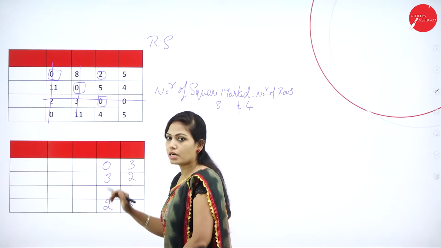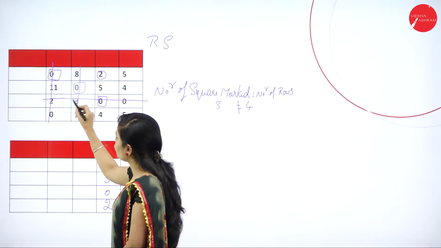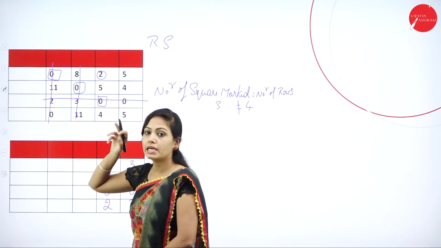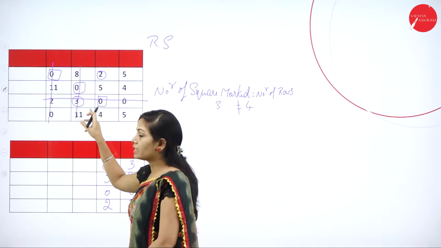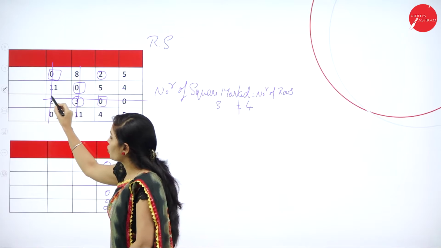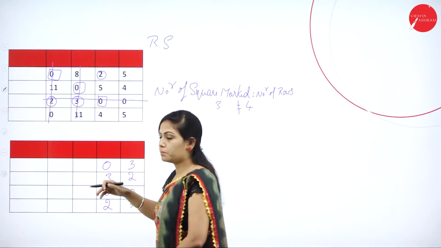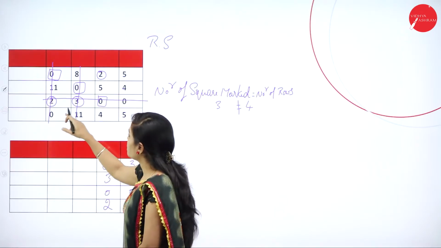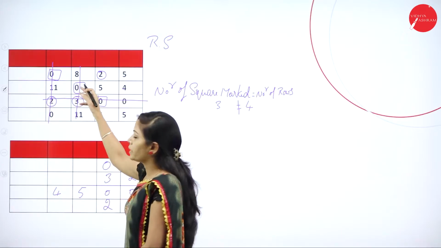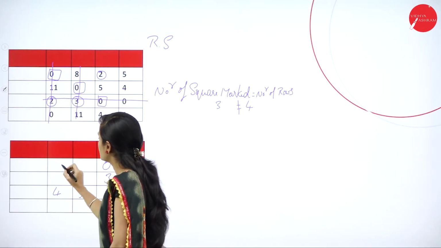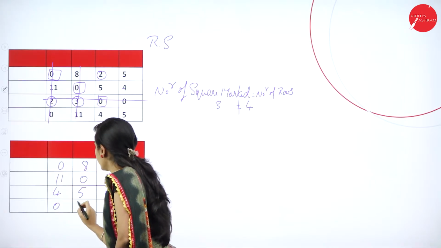And the remaining values are the same for deleted cells, except the common value for both vertical and horizontal lines. So here 3 is common for both vertical and horizontal line and 2 is also common for both vertical and horizontal line. You just add the least value to that number. So 3 plus 2 is 5 and 2 plus 2 is 4 and the remaining values are the same. So it is 0, 8, 11, 0 and 0 and 11.